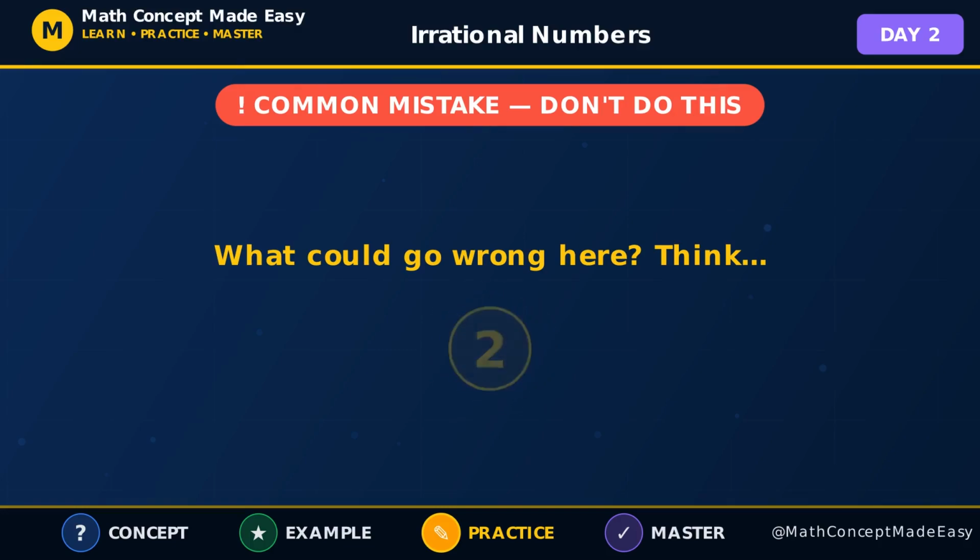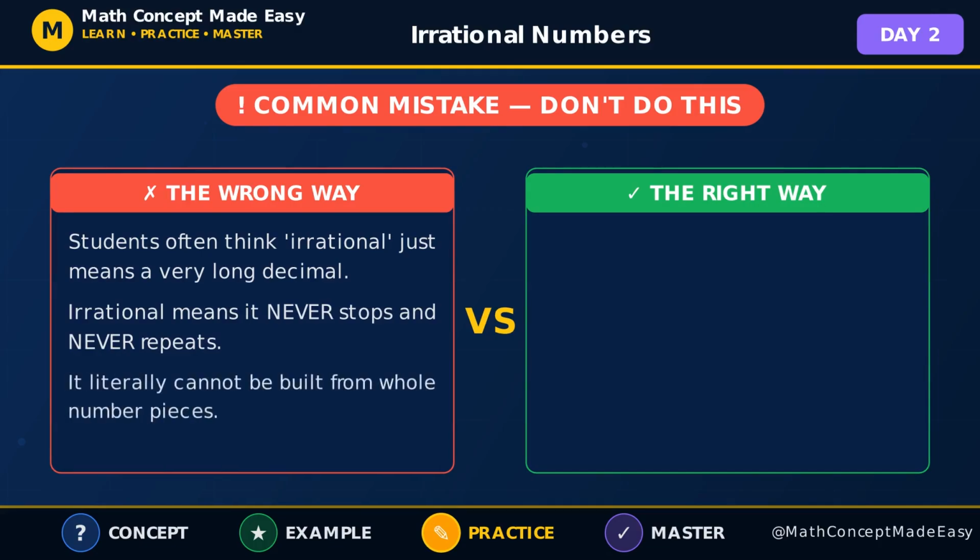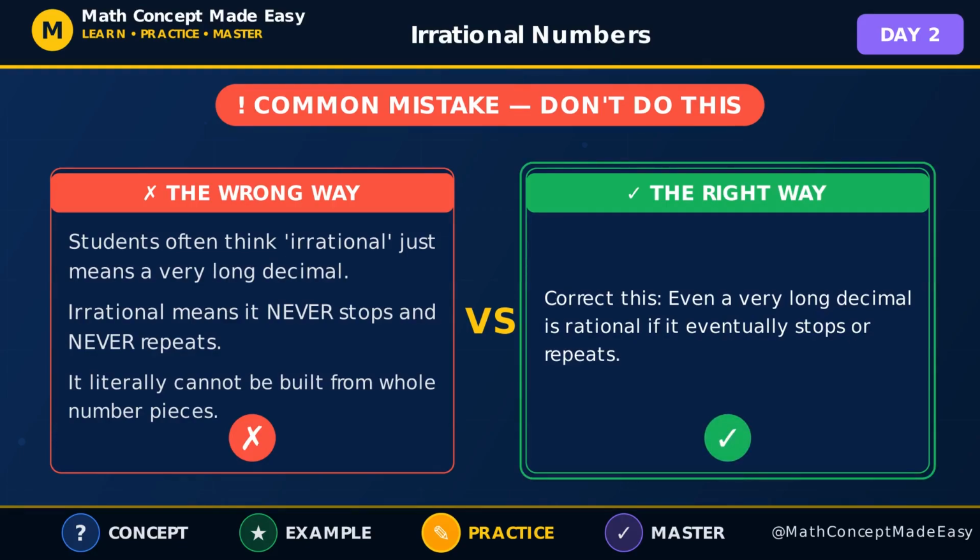3, 2, 1. Students often think irrational just means a very long decimal. Correct this: even a very long decimal is rational if it eventually stops or repeats. Irrational means it never stops and never repeats. It literally cannot be built from whole number pieces. Compare the wrong way and the right way on screen, and promise yourself you will never fall for this one.